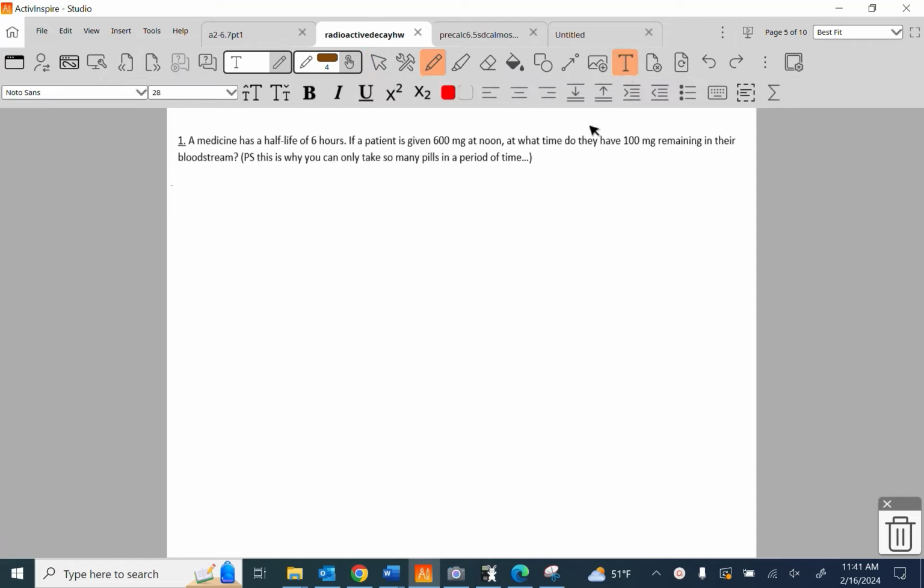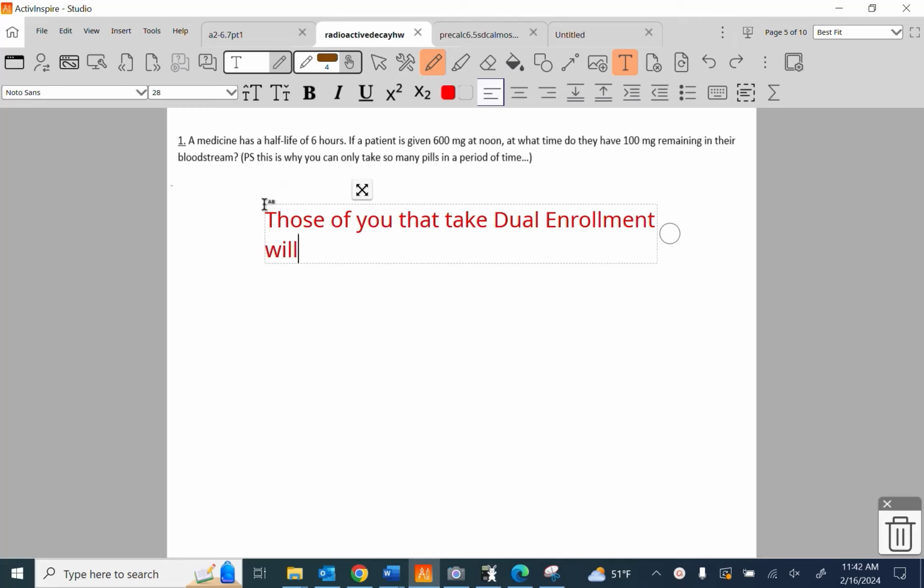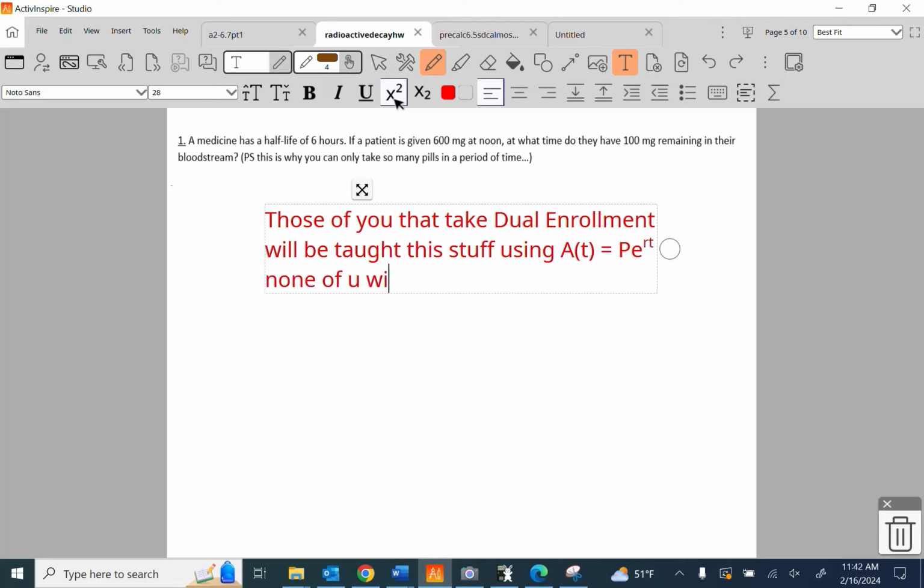Here's the funny thing about this part: those of you that take dual enrollment will be taught this stuff using A sub t equals P e raised to the rt. And none of you will do it the easy way I teach it. None of you.